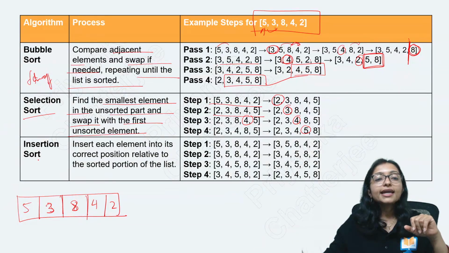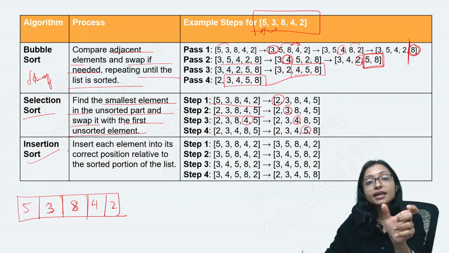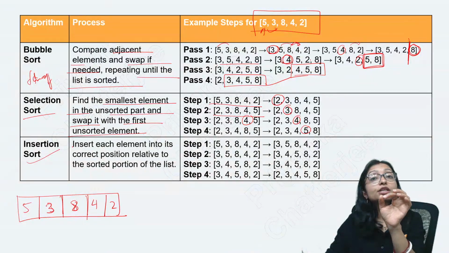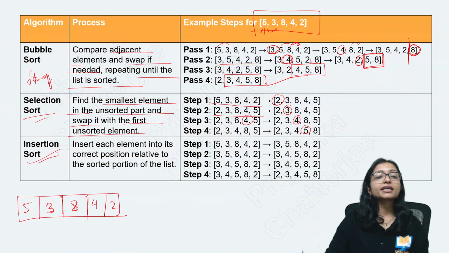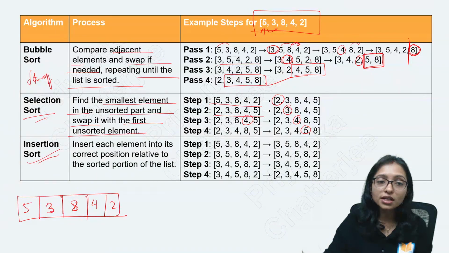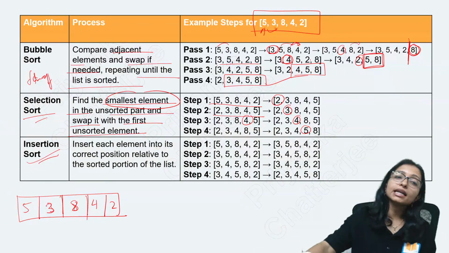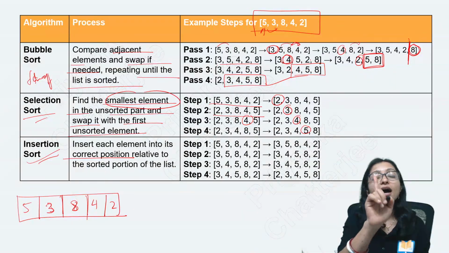Now here, insertion sort algorithm. Insertion sort means it is just like a card game, right? Whenever you are playing a card game, you position each card in the correct place. The difference between selection sort and insertion sort is that selection sort is always focusing on the smallest element. But in insertion sort, you insert each element into its correct position. That's why it is called like a card game.